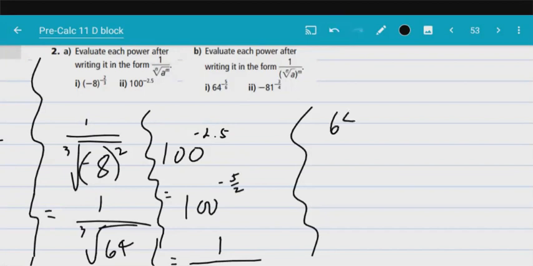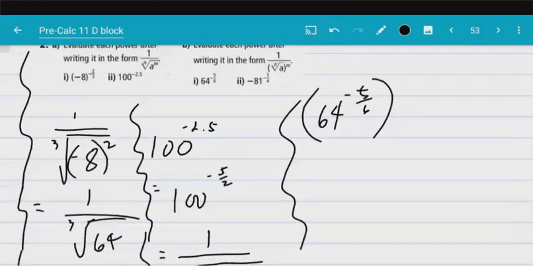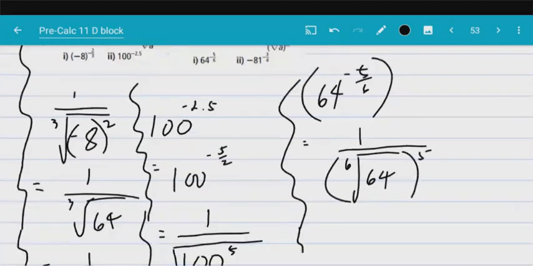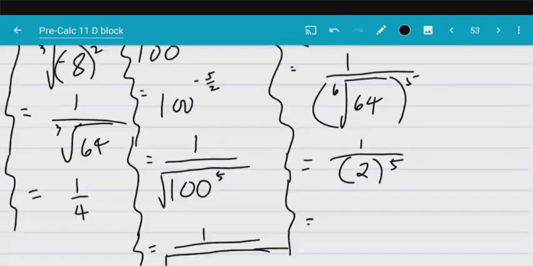64 to the negative 5 over, what is that, 6? Over 6. Turn it into a radical. 1 over, get the root first, the sixth root of 64, and then to the fifth. What is the sixth root of 64? What is that number multiplied by itself 6 times that gives you 64? It's going to be a 2. Even if you're guessing, you would probably have seen it's a 2. 2 to the fifth, giving you a final answer of 1 over 32.